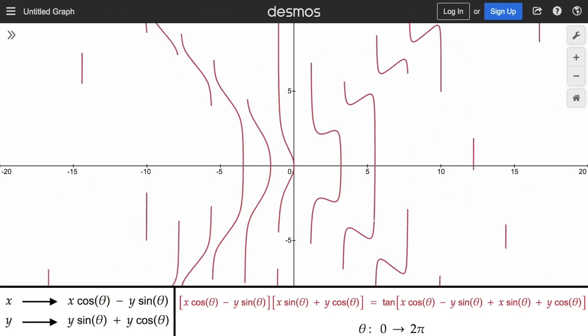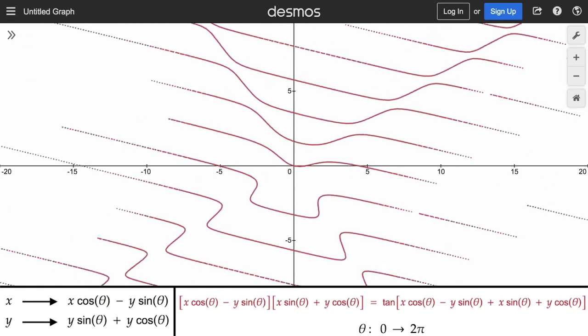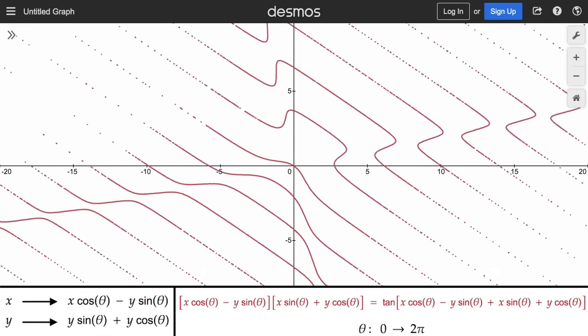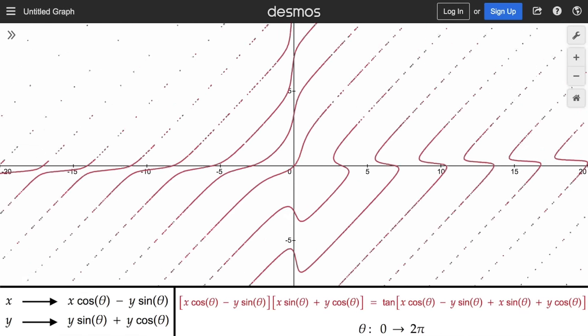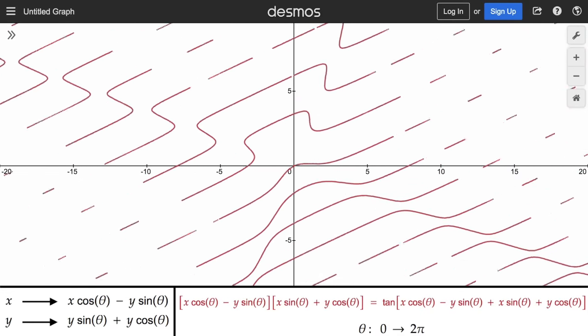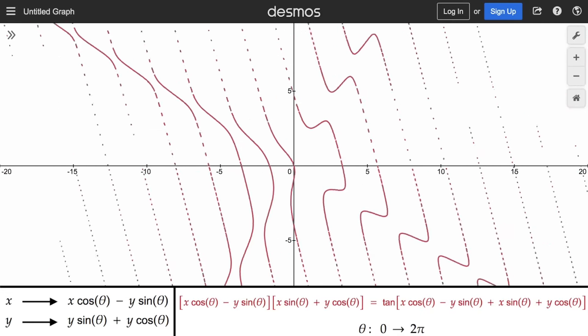Though I'm pretty sure those dots are not supposed to be there. Should be all smooth. Smooth lines. But Desmos can't handle the precision. Ha, even Desmos is having trouble. Any graph, no matter how complicated, as long as you can write it, you can rotate it.